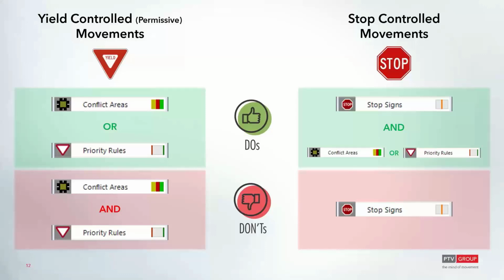And then whenever you're modeling any stop controlled movements, the stop signs will need to be used with either the conflict areas or priority rules. The stop signs in and of themselves don't actually add any type of conflict avoidance. So those should not just be used alone, especially if you're modeling two-way or all-way stop controlled intersections. You will have to have either the conflict areas or priority rules in addition to the stop signs for those intersection types.